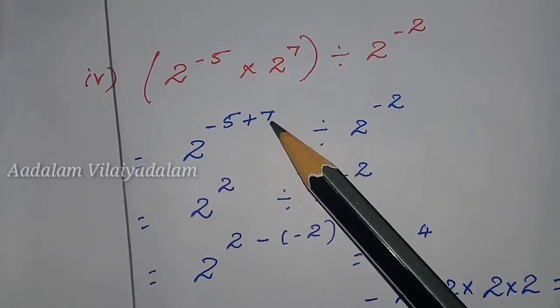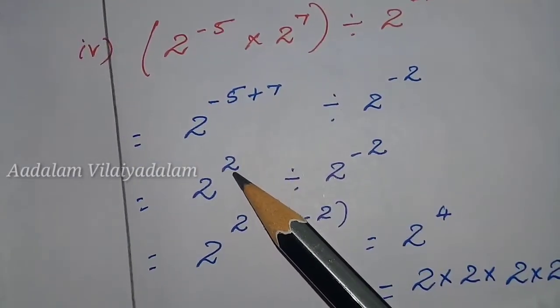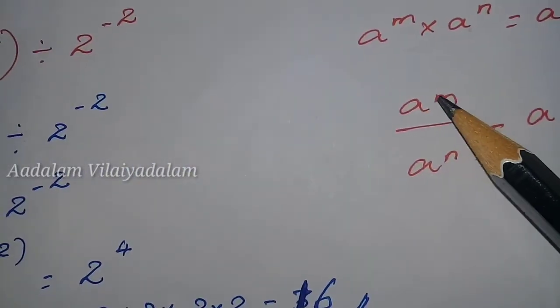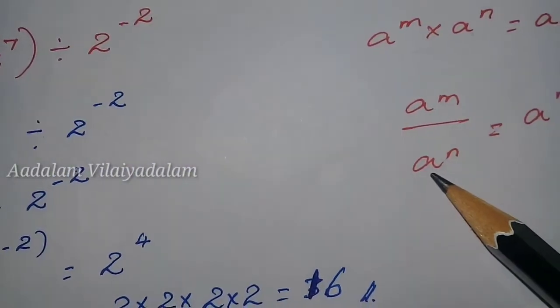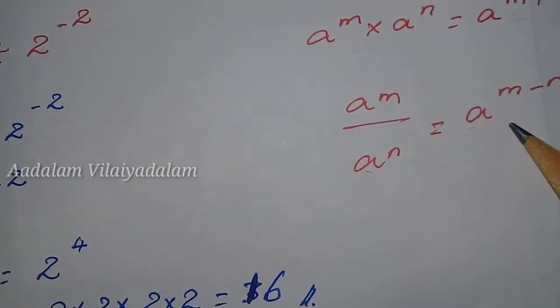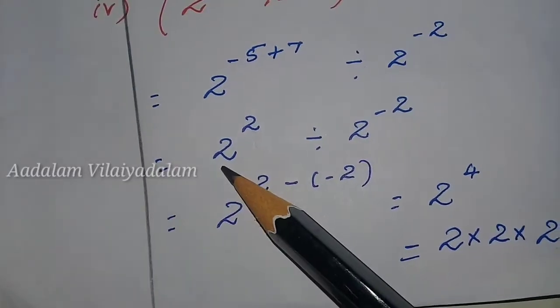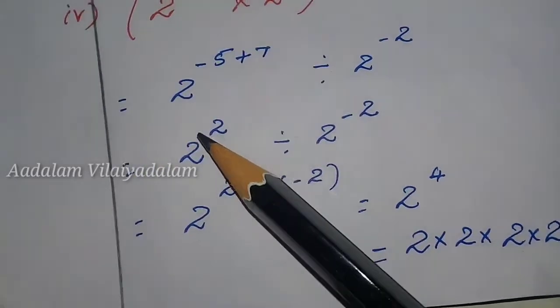So 2 power 7 minus 5, the answer is 2. Again we have to apply the division formula: a power m divided by a power n equals a power m minus n. So this is the division only. In division we should subtract the powers.